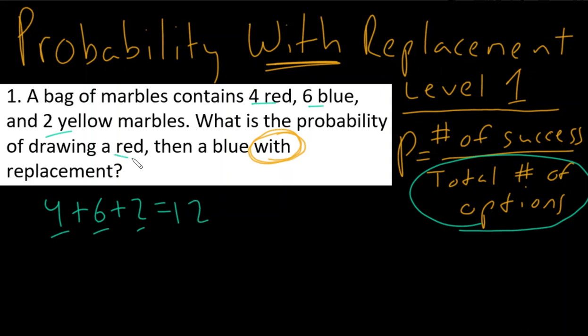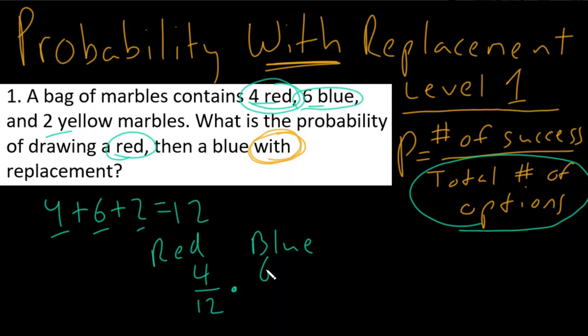Now we want to ask, what's the probability of drawing a red marble? Well, how many red marbles are there? We know there are 4 red marbles, so I'll write 4 over 12 times, and then since it's with replacement, I want you to imagine reaching into this bag of marbles and pulling out that first marble, but when it's with replacement, we put that marble back in. Then, how many blue marbles are there? There are 6 blue marbles, and since we put that original marble back in, there are still 12 marbles total.